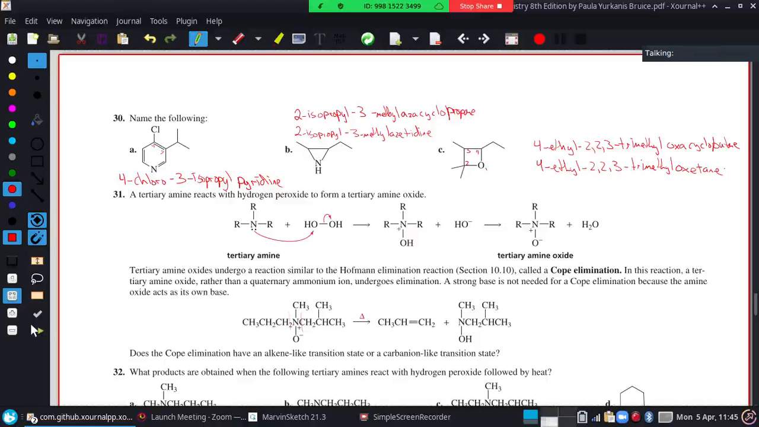Okay. To make this bond break, we essentially need to remove one of these hydrogens. And this base could do that. Yeah, so when it leaves, it's going to be like a lone pair. So that is more like our carbanion-like.